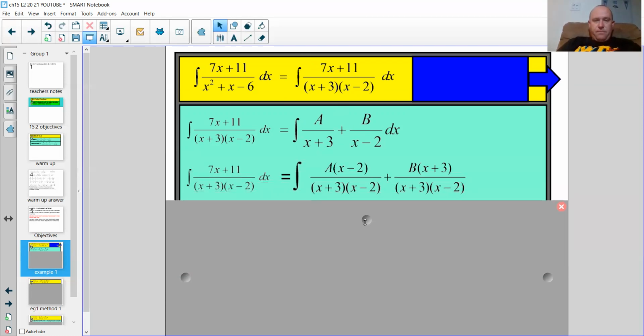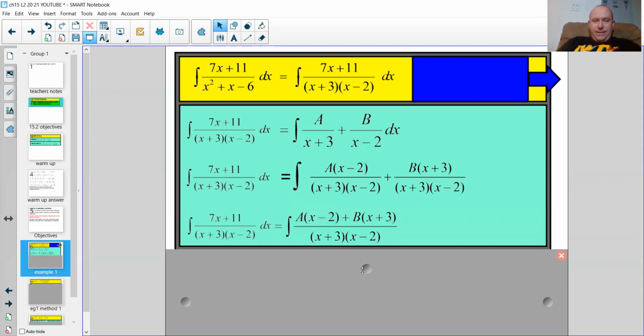And then we just do our basic rules of fractions like you would have practiced in lesson 15.1. Make a common denominator. So although we're trying to split this into 2 separate fractions, we actually begin by putting it back together into a single fraction, and then we can start making some comparisons. So we multiply both sides by x minus 2 here. We multiply both sides by x plus 3 here. And then as we have a common denominator, we can now add this together and make a single fraction.